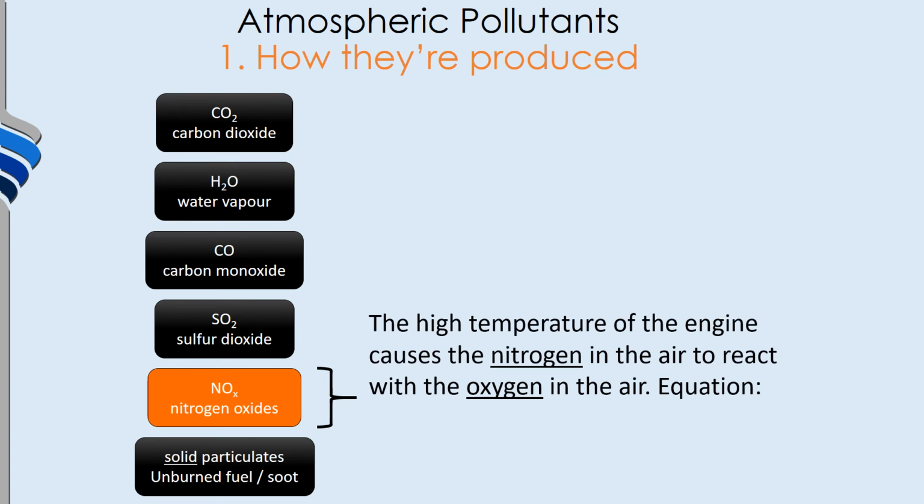Right, next one, interesting one, this one, nitrous oxide. So you'll see that it has got the formula NOx, and that's because it can be NO or NO2. Okay, so we just call them nitrous oxides or nitrogen oxides. Now in a car engine, it gets incredibly hot, obviously, because you are burning petrol, and that actually causes some of the nitrogen in the air to react with the oxygen.